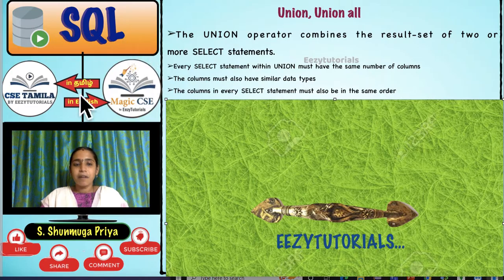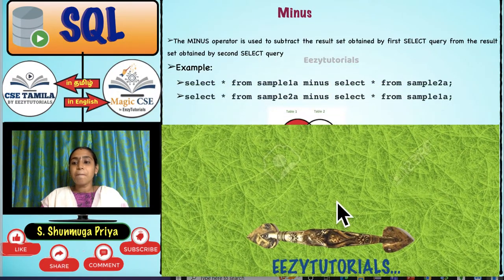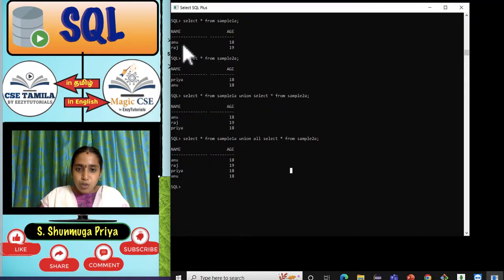The next command we are going to see is minus. Minus is used for subtracting the results of two tables. Suppose this is my table 1 and this is my table 2. The matching content will be removed and the unmatched content will be displayed. That is the meaning of minus. You can subtract either table 1 from table 2 or table 2 from table 1, vice versa.